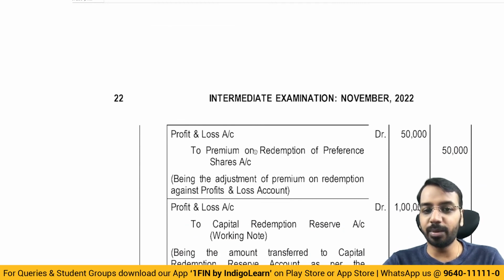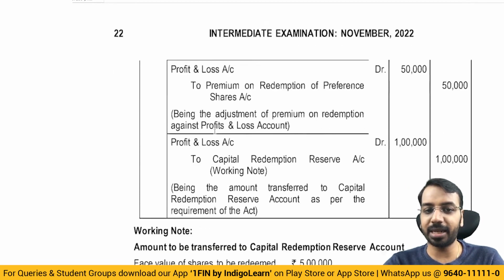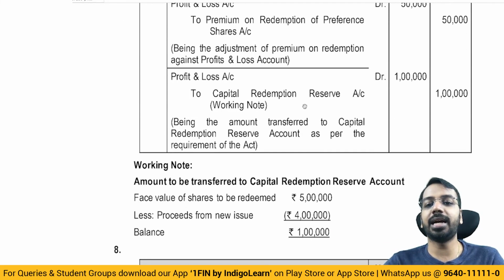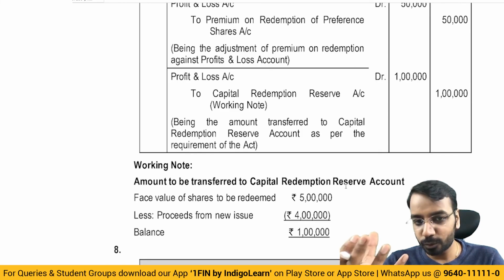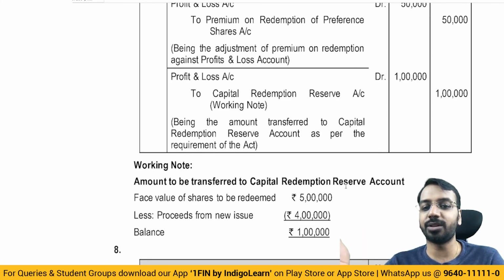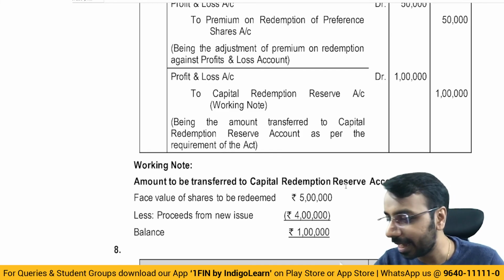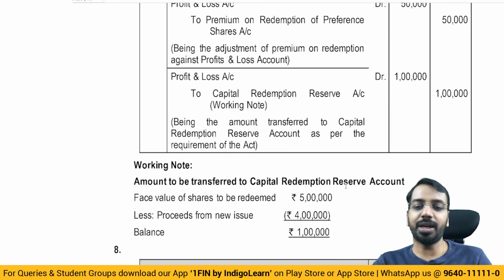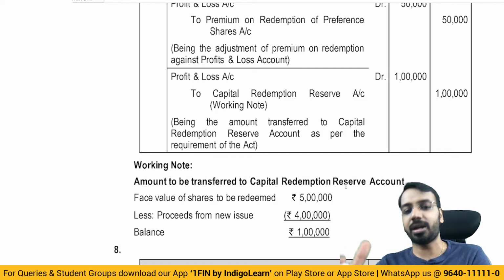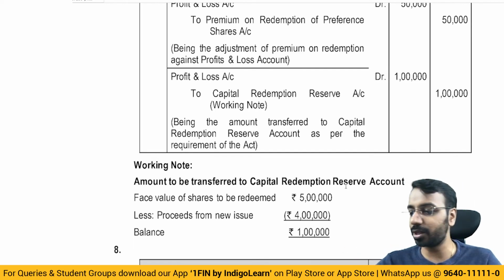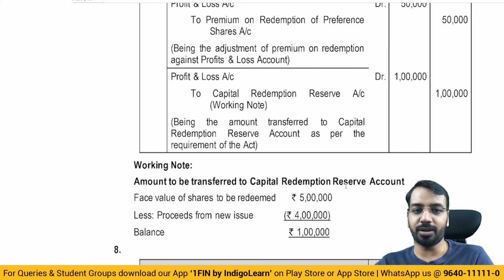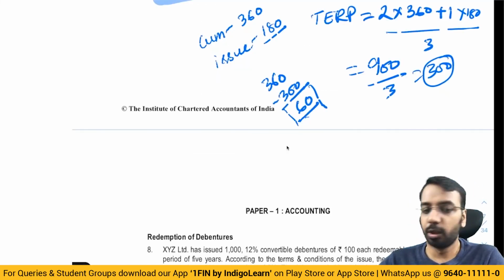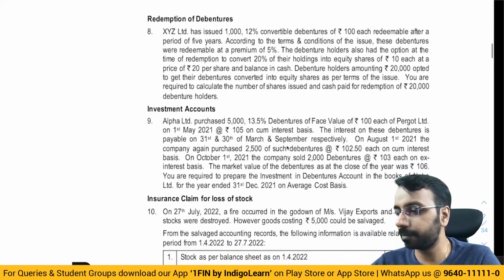Then premium on redemption to be debited to P&L. Then P&L to CRR 1 lakh, because so much of the amount has not been funded with a fresh issue of equity. As simple as that. Now don't get into interest should be provided and all of that. That is not asked in the question. That is not a part of the question. It is more to do with the redemption and the transactions that have happened. Okay. Then moving on to the next question.